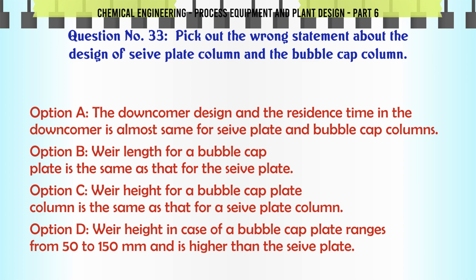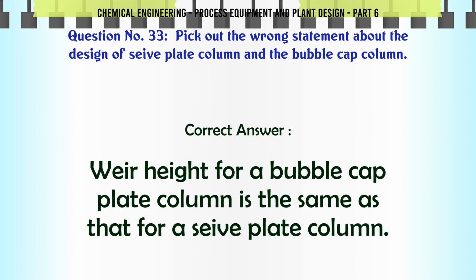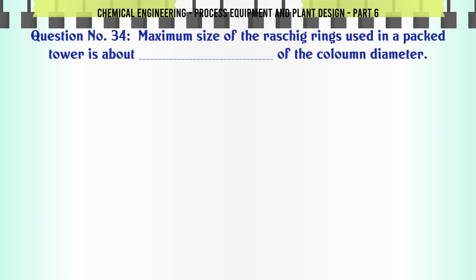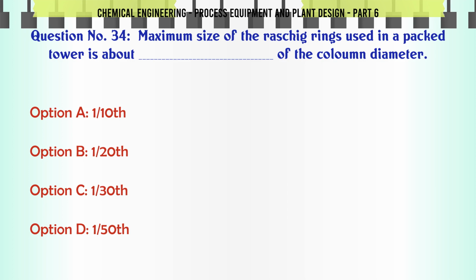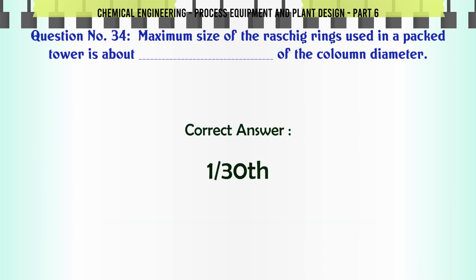D. Weir height in case of a bubble cap plate ranges from 50 to 150 mm and is higher than the sieve plate. The correct answer is: weir height for a bubble cap plate column is the same as that for a sieve plate column. Maximum size of the Raschig rings used in a packed tower is about what fraction of the column diameter? A. 1/10, B. 1/20, C. 1/30, D. 1/50. The correct answer is 1/30.